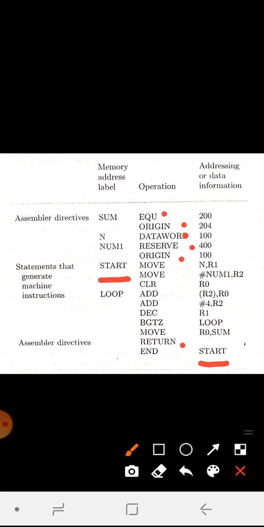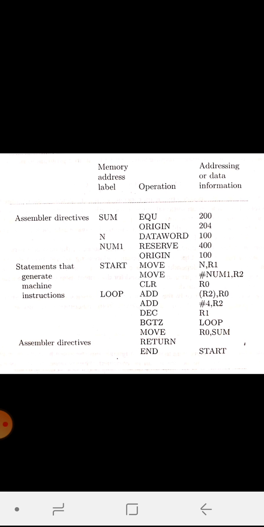Now these are all your statements which are till move, they are the instructions that constitute a program. Next we have return and end. So end is to say this is the end of your source program, and return is the directive which identifies the point at which the execution of the program should be terminated. So these are the assembler directives, how they are directing the assembler to perform some task.